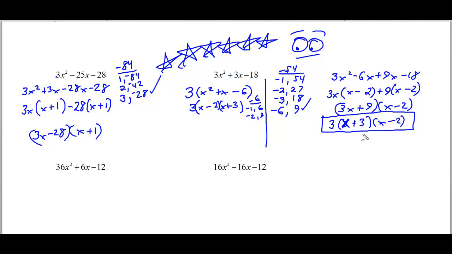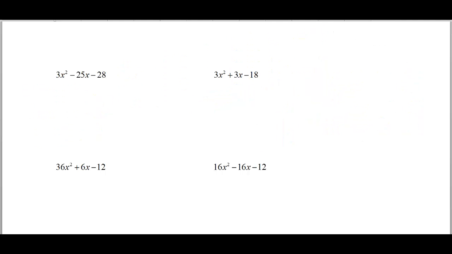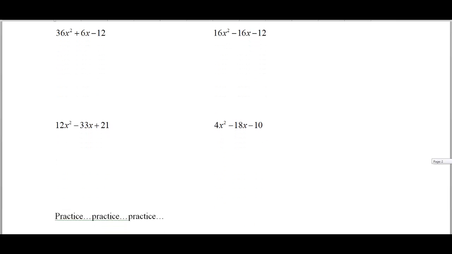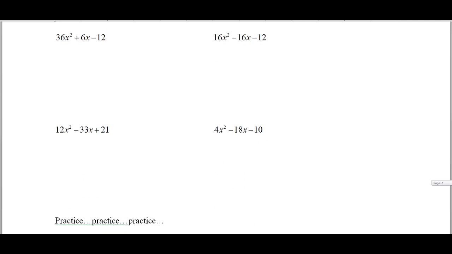So for our last 4 problems, oh man, you've got to look for a common term. If you don't look for a common term, then your problem is going to be very, very challenging. So here we go. Let's start off this problem by looking at common terms. So I've got my 36x squared plus 6x minus 12. Well, what's the biggest number I can remove? The biggest number I can remove is 6.